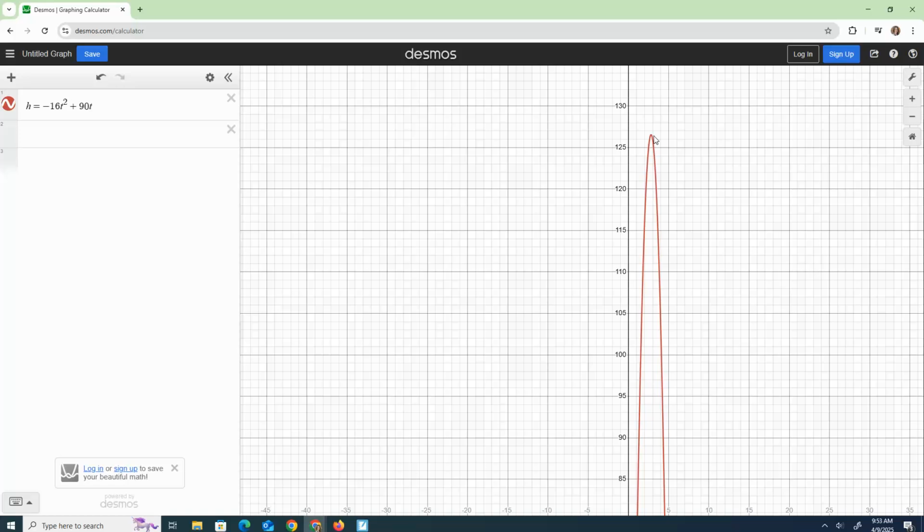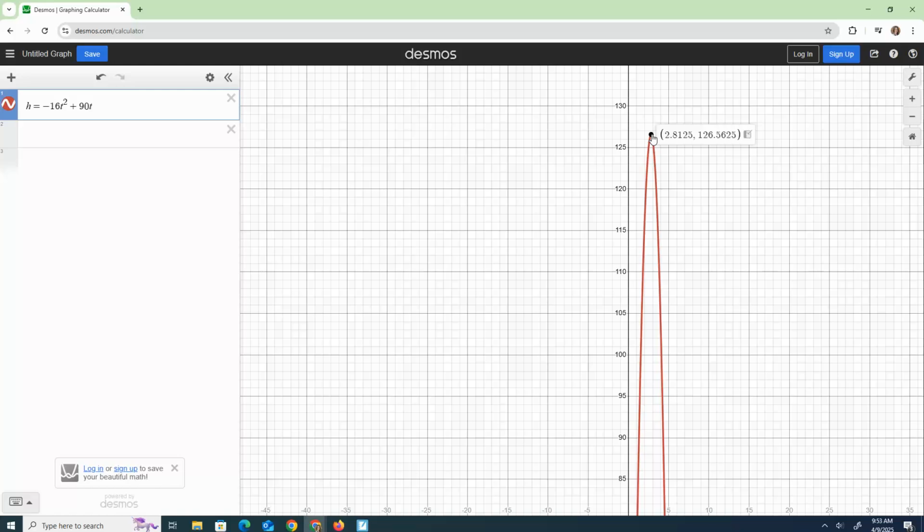All right. If I want to know this highest point, Desmos is really nice. I can see it right here. If I want to know what it is, I can click it, and it will tell me what it is. All right, so I want to know what the maximum height is. The height is the y value. The x is our time.